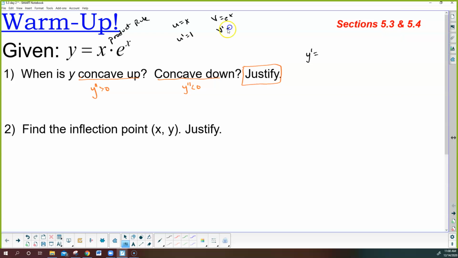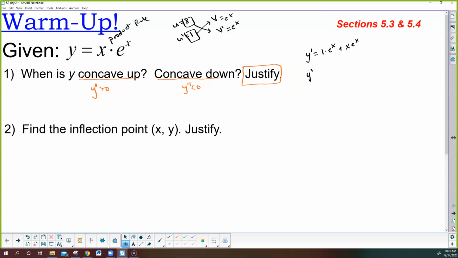But we know that the derivative of the first is 1. The derivative of the second is e to the x. It's itself. So if I do the product rule, it's the derivative of the first times the original second. So 1 times e to the x plus the first times the derivative of the second, which is x times e to the x. Now I don't have to figure out anything with that first derivative because concave up and concave down is really just based off of the second derivative.